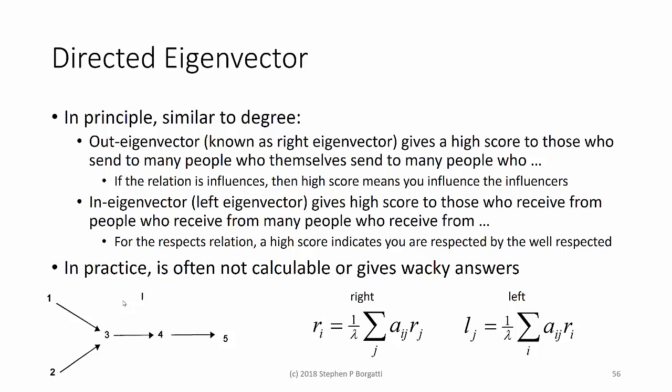The concept of an out eigenvector is that you send to people who are themselves big senders, who then send to big senders. And so a high score should mean someone who is a really good transmitter. And similarly, the in eigenvector means that you're receiving ties from the big receivers, which is ideal. That's what you want. That you could only have one tie, but if that one tie is the person that really receives a lot, that's great. So the concept works, the math doesn't.